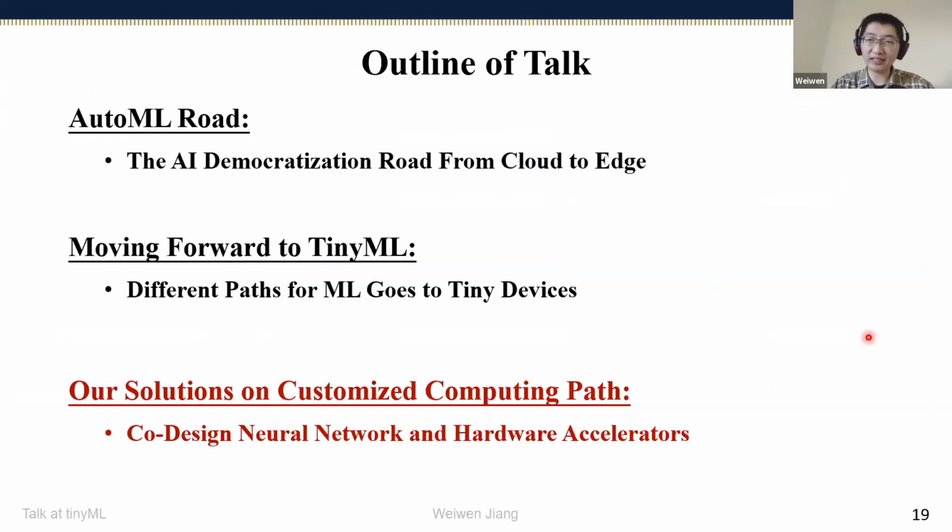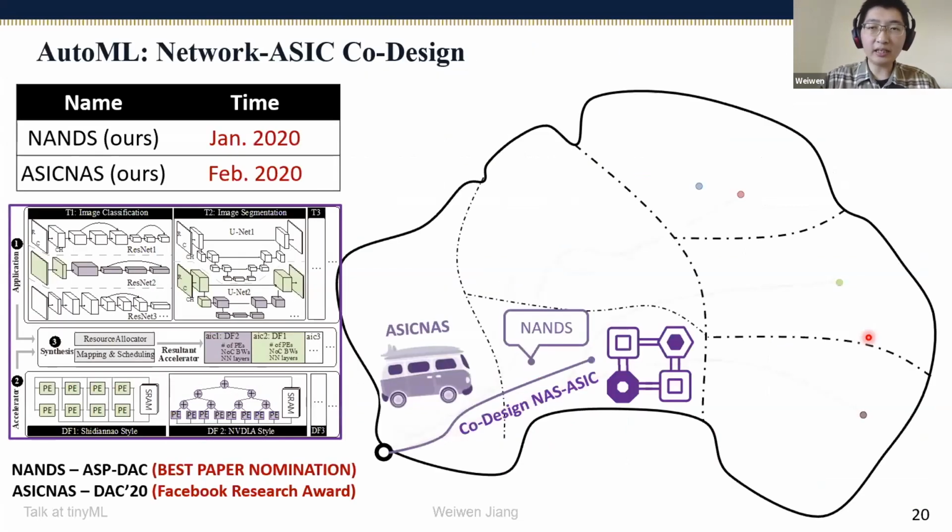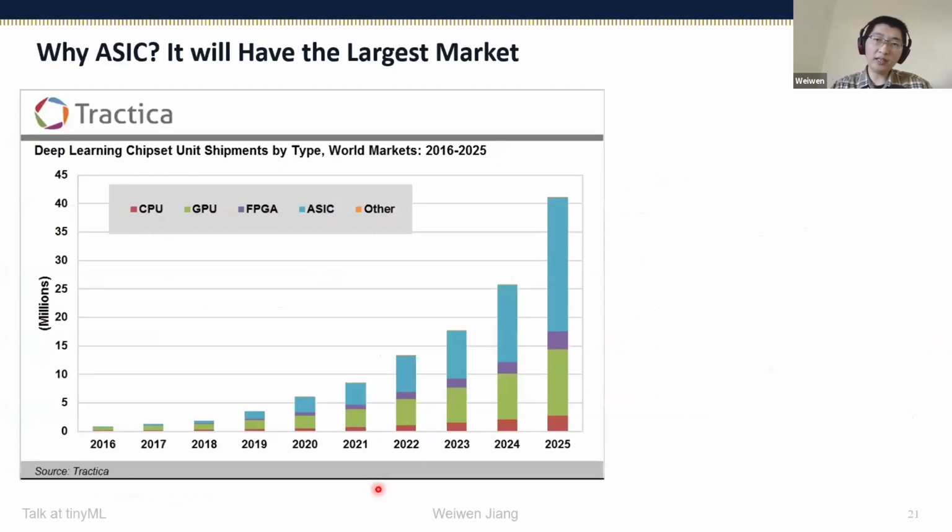So I will continue to introduce our co-design framework using the ASIC as the example. This year, we have proposed the exploration framework for neural networks on ASIC chips. Our ASP-DAC work obtained the best paper nomination, and our work at DAC also obtained the Facebook Research Award. When it comes to the ASIC, the first question is why we focus on the ASIC, not the microcontroller, as Carol just asked.